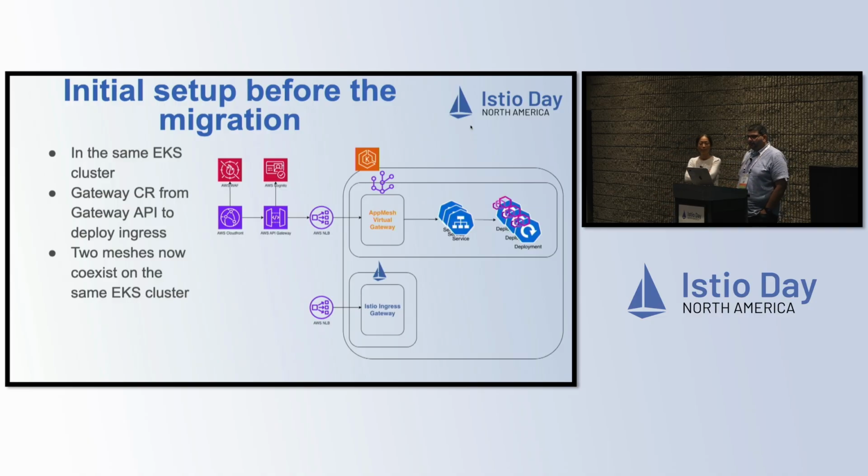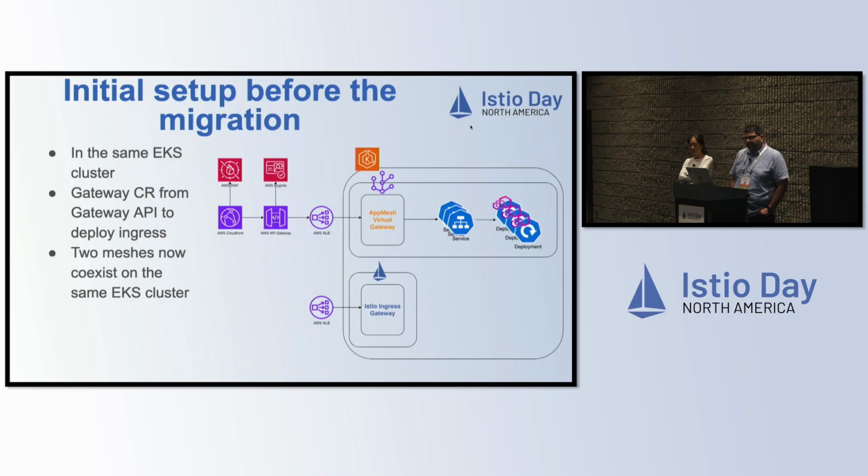Thank you, Lynn. So this migration happened on the same EKS cluster. So we did not need to create any new EKS cluster, and we were able to migrate in place from AppMesh to Istio Ingress. And this starts by creating a Gateway custom resource from the Gateway API to deploy the Ingress.